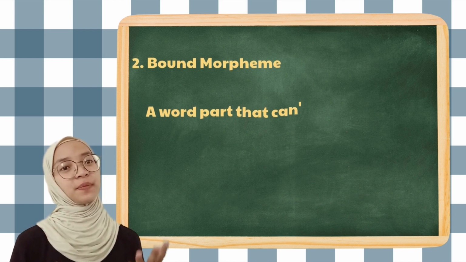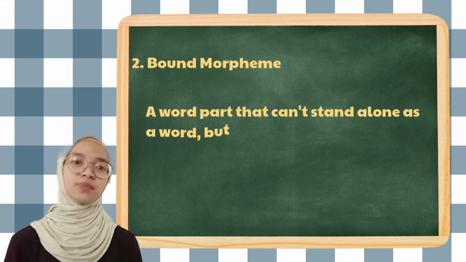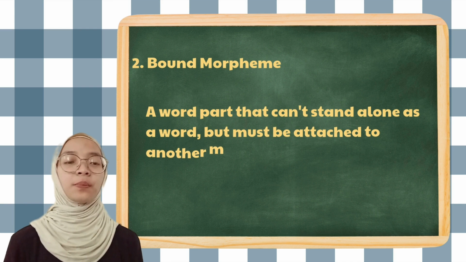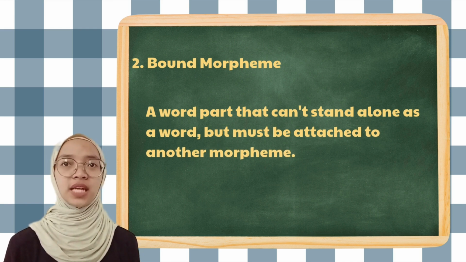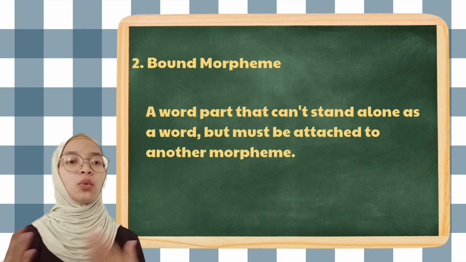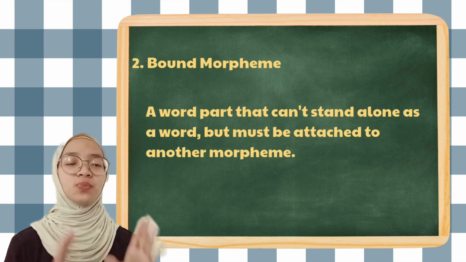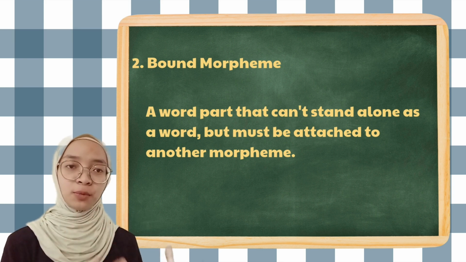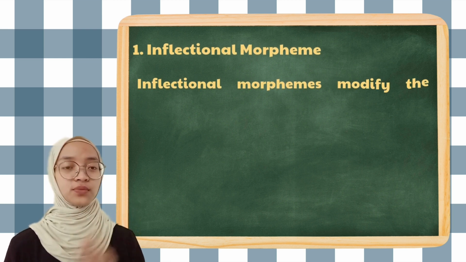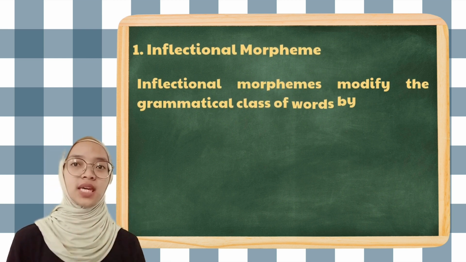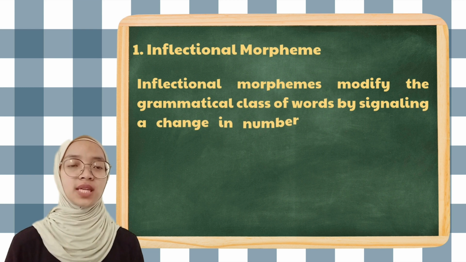The second type of morpheme is the bound morpheme. A bound morpheme is a word part that cannot stand alone as a word but must be attached to another morpheme. Bound morphemes are divided into two types again. The first is inflectional morphemes.